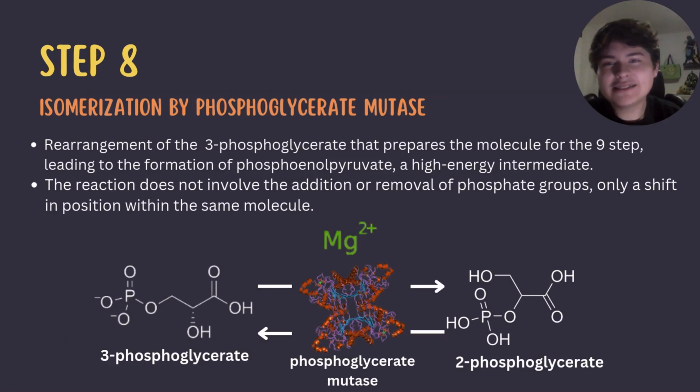Here, in the eighth step of glycolysis, it occurs the isomerization of 3-phosphoglycerate by the enzyme phosphoglycerate mutase. This enzyme needs magnesium to work. Also, it is an isomerase, so that means it does not remove or add any phosphate groups, only shifts the position within the same molecule.